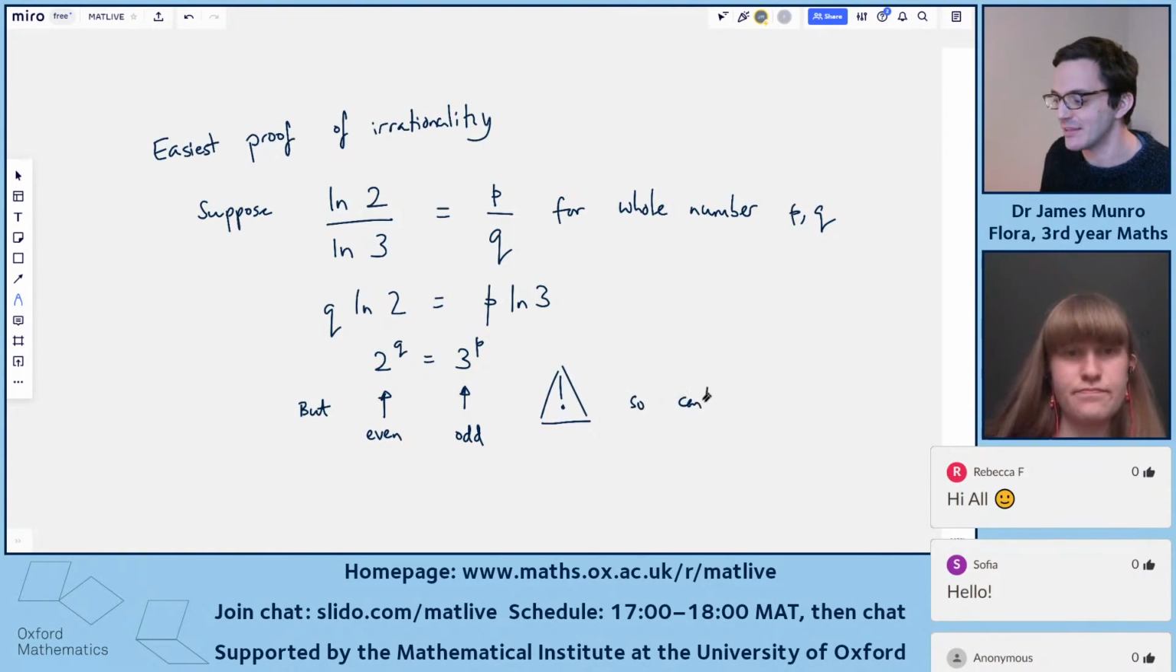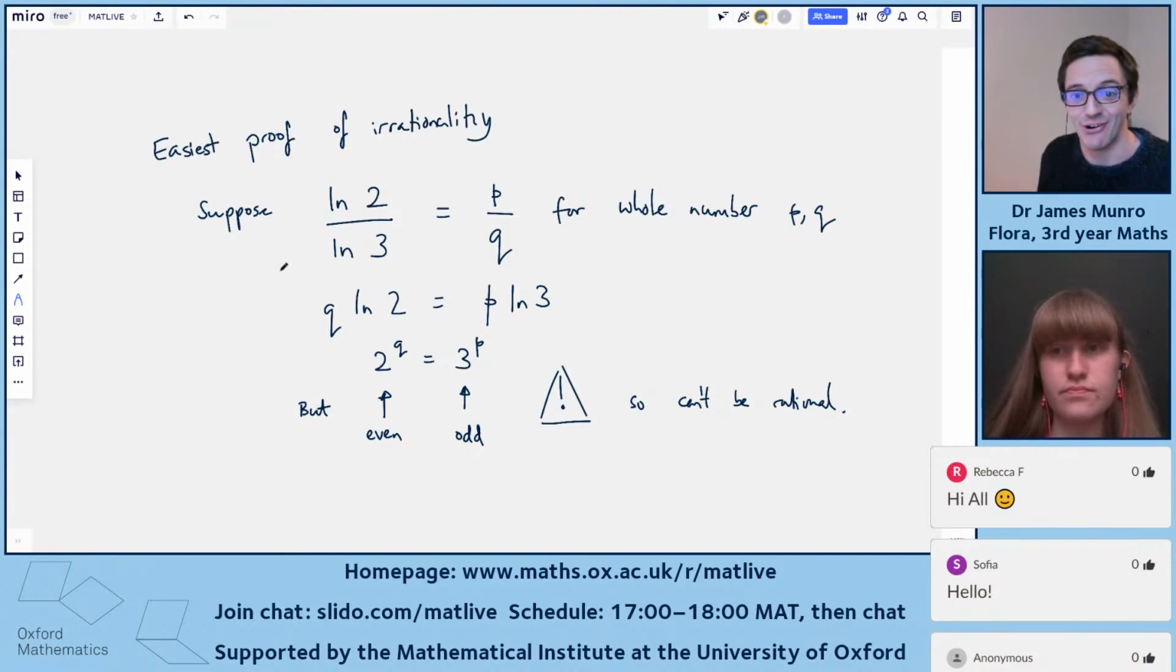So it can't be a rational number. You can't have an even number equal to an odd number. So the thing we supposed at the top must be wrong. That this thing can't be a fraction.